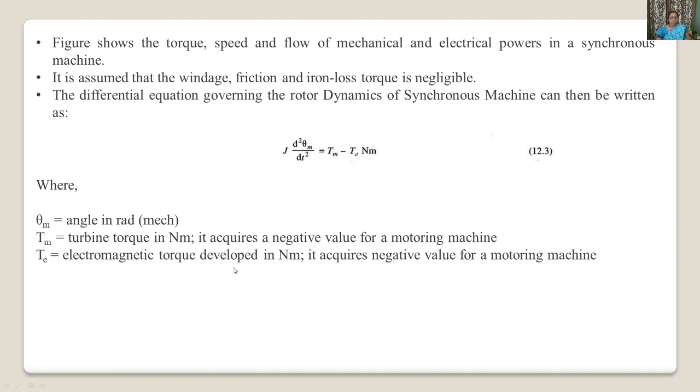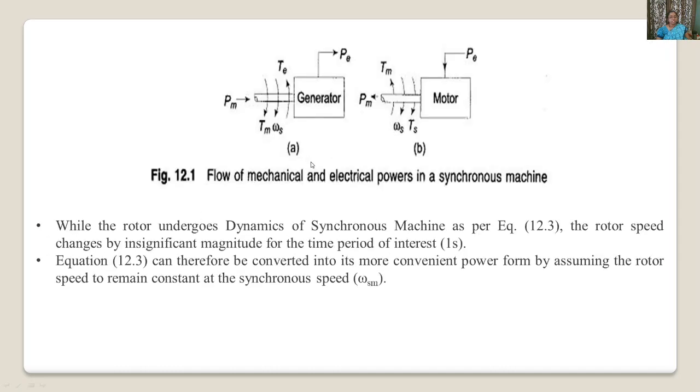T is the electromagnetic torque developed in Newton meter. It acquires a negative value for a motoring machine. So this changes according to the machine which we are using, whether it is a generator or a motor. Now, flow of mechanical and electric power in a synchronous machine.